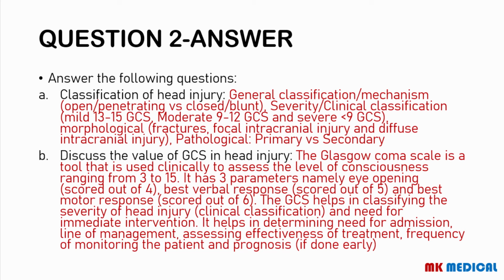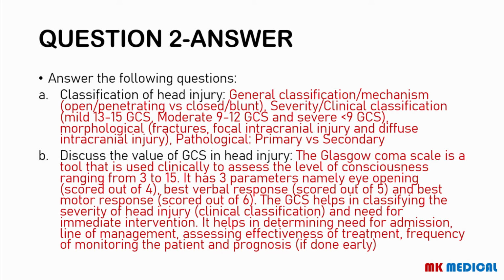Another thing the Glasgow Coma scale can help us do is that in head injury patients, it can help us determine whether this person needs immediate intervention. If we get someone who has a Glasgow Coma scale of 9 versus someone who has a Glasgow Coma scale of 15, you're obviously going to be attending to the person with a 9. So in essence, it helps us with triage of the patients.